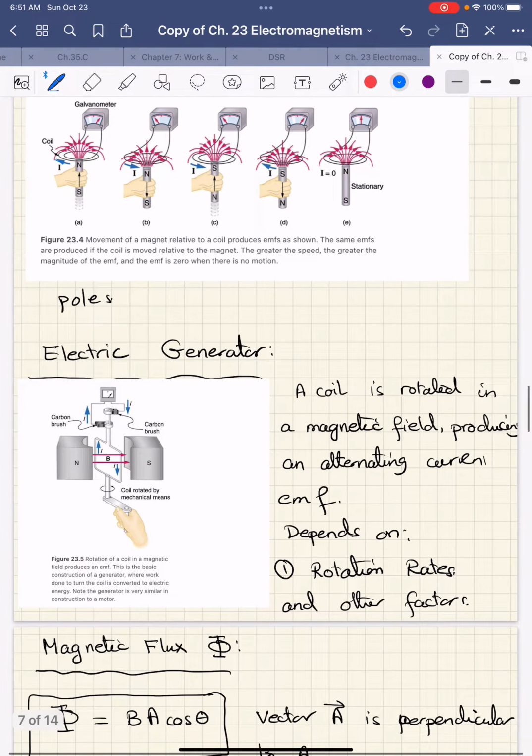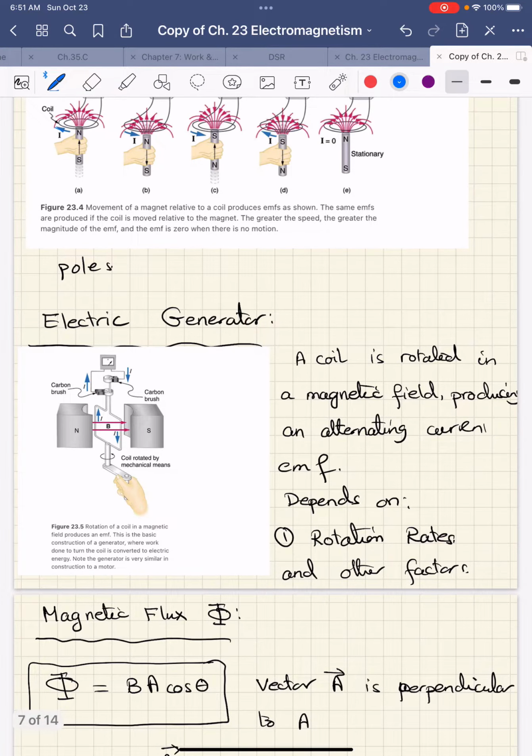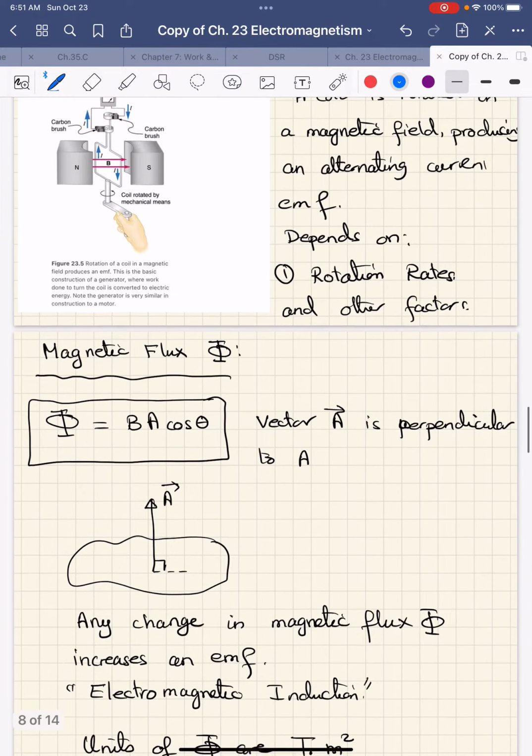Now, we are going to also talk later, maybe with more details, about the electric generator. I don't know why I have it here, but it is a coil that is rotated in a magnetic field that is producing an alternating current. Alternating current, remember, we introduced that as being something like this. It is changing in magnitude and direction. Okay? And we're going to talk about these later.